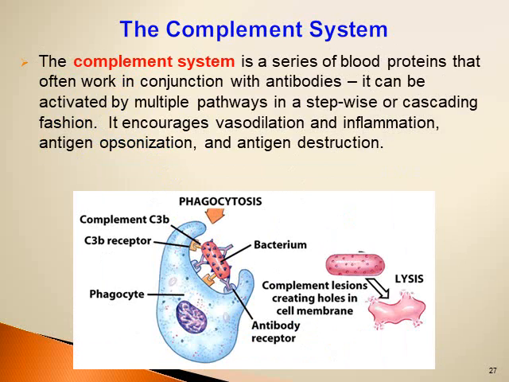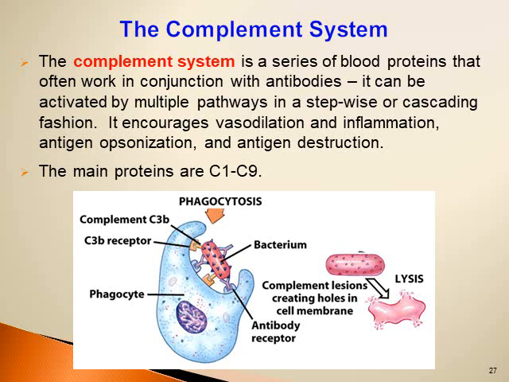The complement system is a series of blood proteins that often work in conjunction with antibodies. The system can be activated by multiple pathways in a stepwise or cascading fashion. It encourages vasodilation and inflammation, antigen opsonization, and antigen destruction. The main proteins in the complement system are C1 to C9.